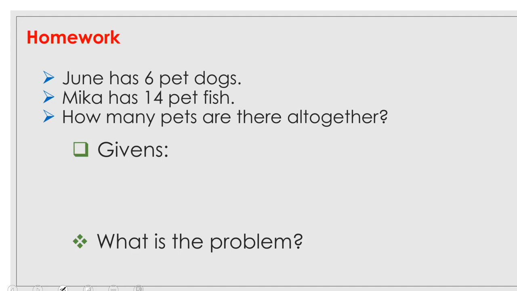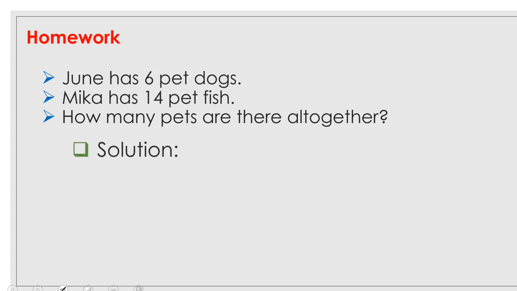You have to write down the givens. The givens again are numbers. And then you write down what those numbers are. And then you also have to write down what the problem is. The problem is the third line. And once you are ready to do your solution, also write your solution here.